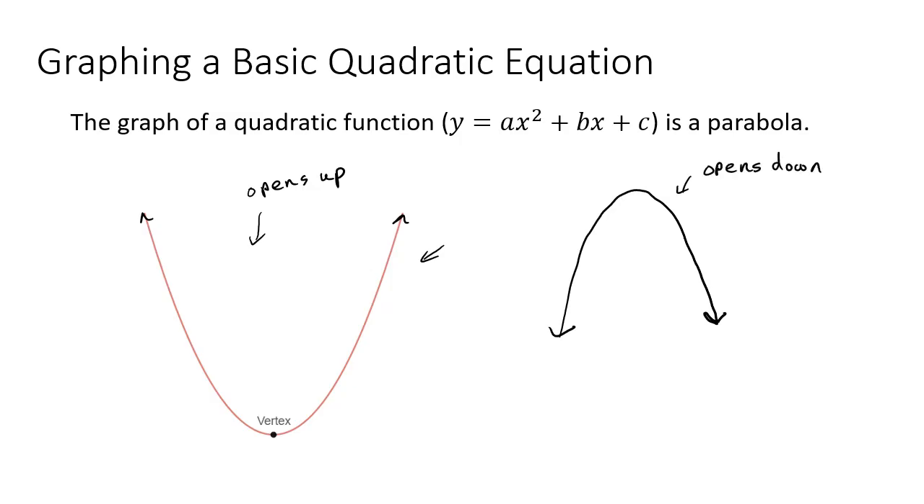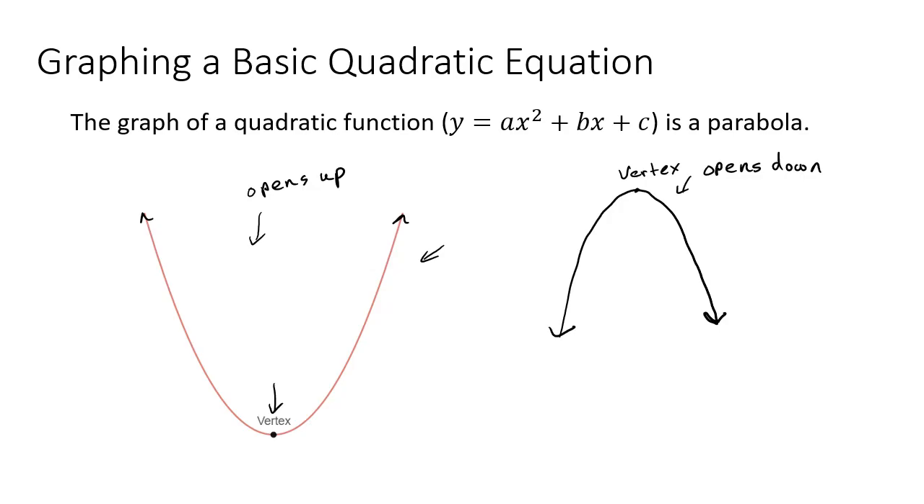Now, the most important point on the parabola is either the very valley or peak of the graph, and this is called the vertex of the function. And so our goal in graphing the quadratic functions in this section is to graph the vertex and a few points on each side of the vertex to fill out the shape. And then we will connect the dots with this kind of bowl-shaped curve.